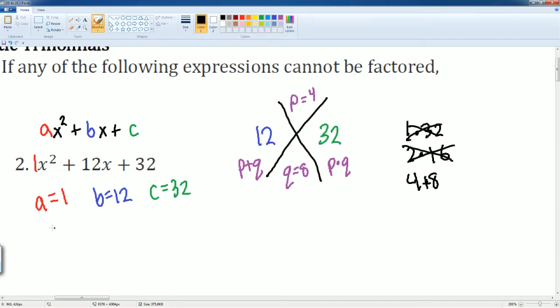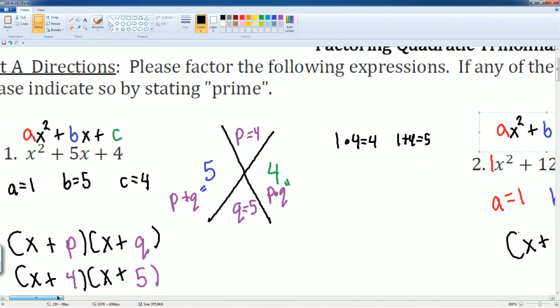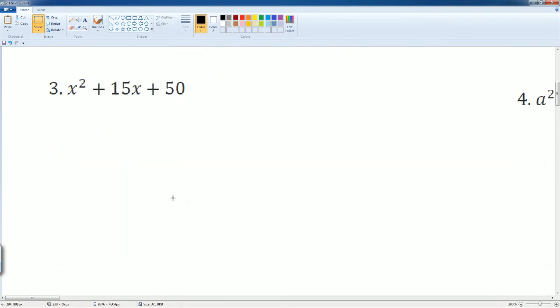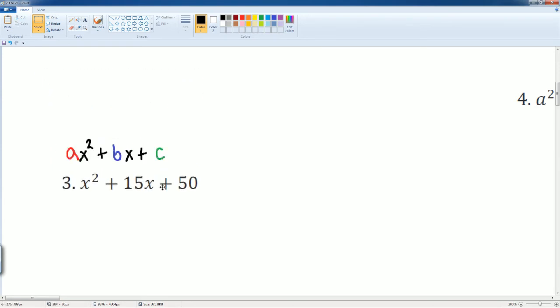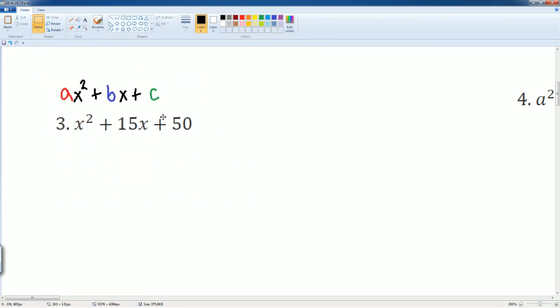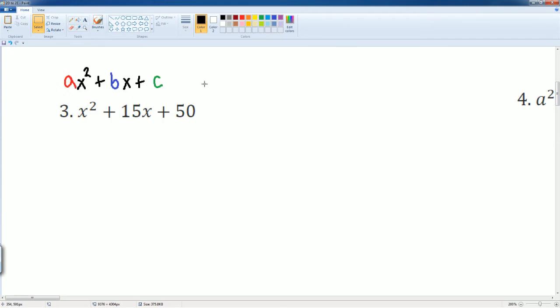So we can write this. x plus 4 would be our first factor. Then you have your x plus 8 as your second factor. There you go. Let's do the next one. 3. Okay. Let's help you do this along.